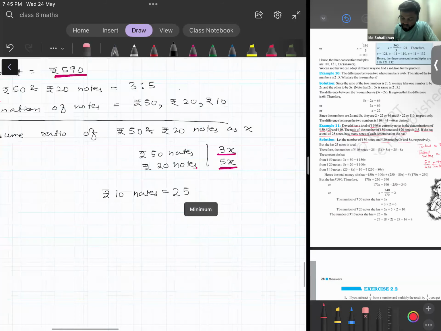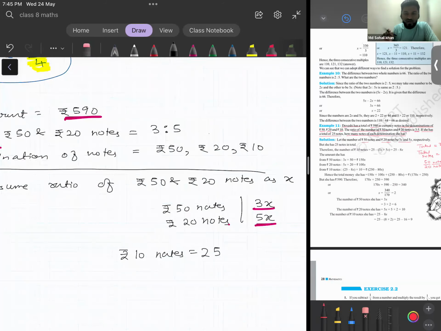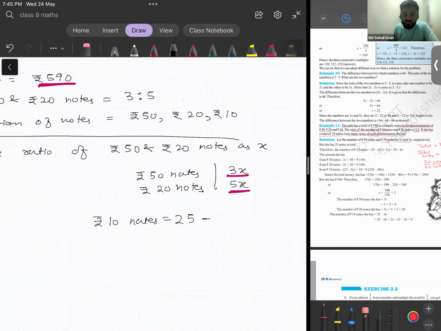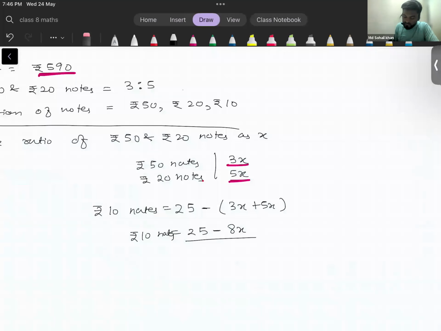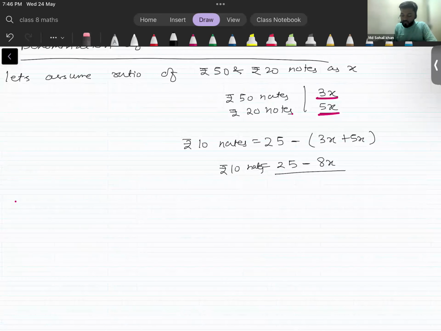The question says one more thing: the total number of notes given is 25. So from 25, if you subtract the number of 50 rupee and 20 rupee notes, you will get the remaining notes, which will be of 10 rupees. That will be 25 minus (3x plus 5x). 3x plus 5x gives you 8x, so the number of 10 rupee notes is 25 minus 8x. Now we have the number of the different notes.